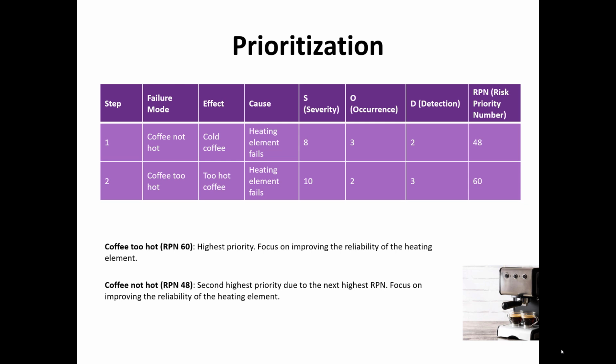So what do we do next? Well, we prioritize. The whole aim of FMEA is determining the risks and which ones you really have to go after quickly. And we see from this that the coffee too hot has an RPN of 60. So therefore, this is our highest priority to deal with. And the next RPN of 48 is the one we would go after next. And in a typical FMEA, you might have 50, 60, 70, 80 different failure modes that you would have to work on. Again, this is just a high level overview of what FMEA is.